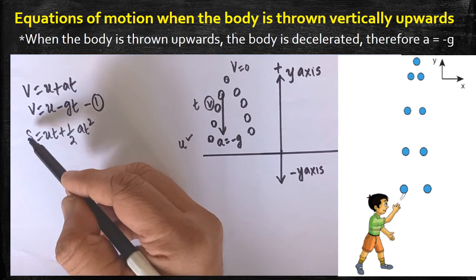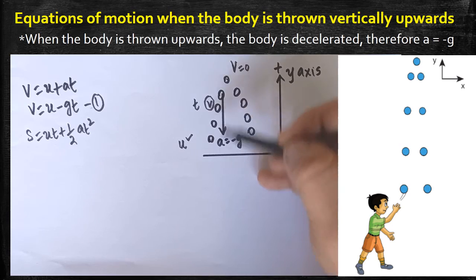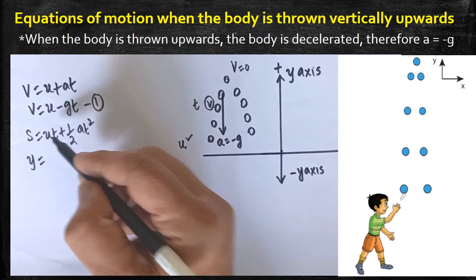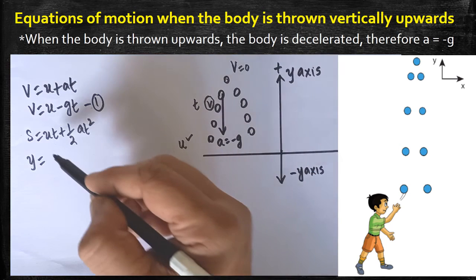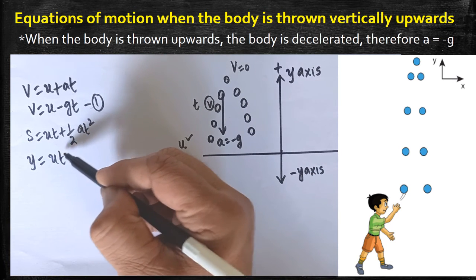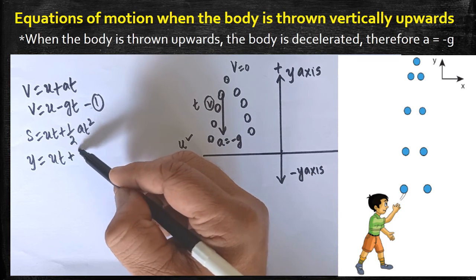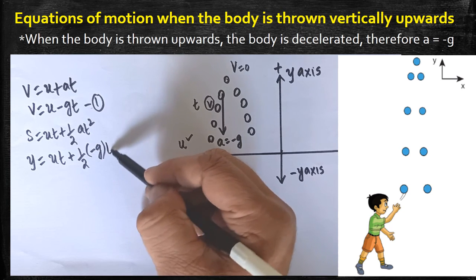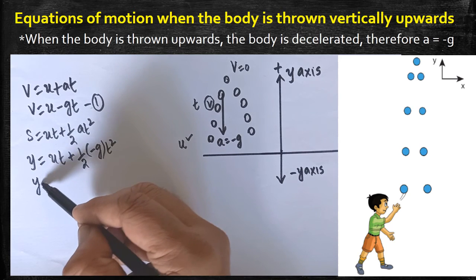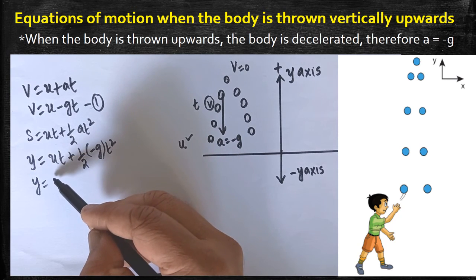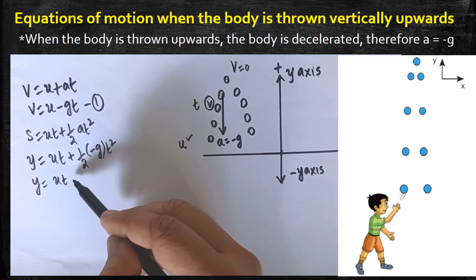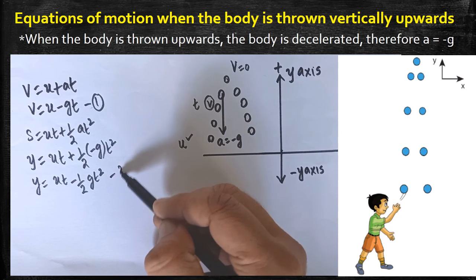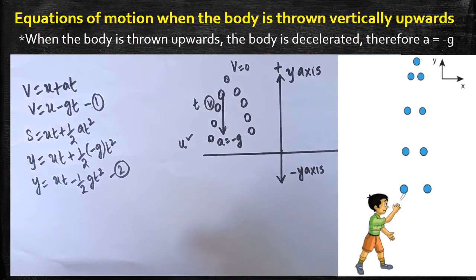Now, s, what is s? Vertical displacement from the ground. Instead of s, substitute y. Some initial velocity is given to the body. Therefore, u must be written: ut plus half, instead of a, substitute minus g, into t square. The next step you write y is equal to ut minus half gt square. This is the second equation of motion in this case.